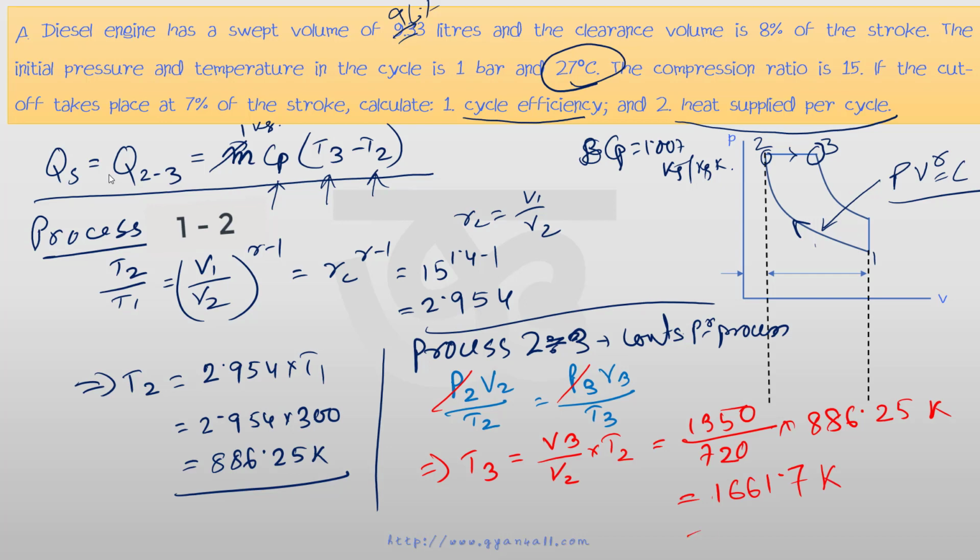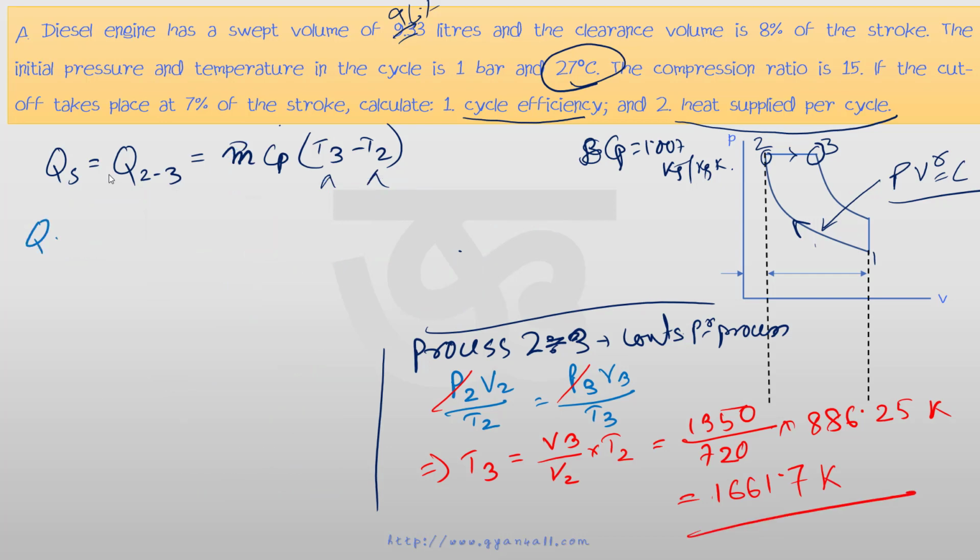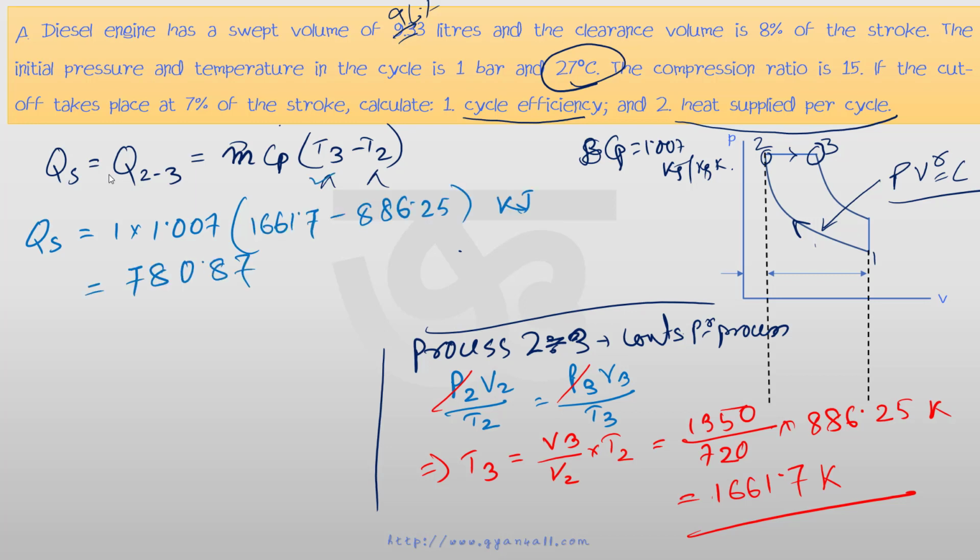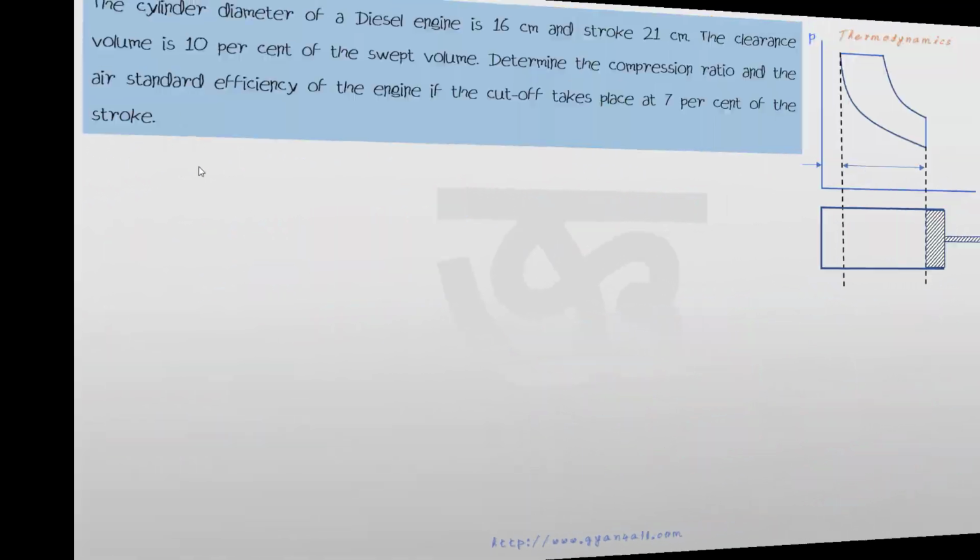This, I think, is 1661.7 Kelvin. The heat supplied Qs is equal to M, which is 1 for 1 kg of mass, Cp we will put 1.007 kilojoule per kg per Kelvin, multiplied by T3 minus T2, which is 780.87 kilojoule, if my calculation is correct.